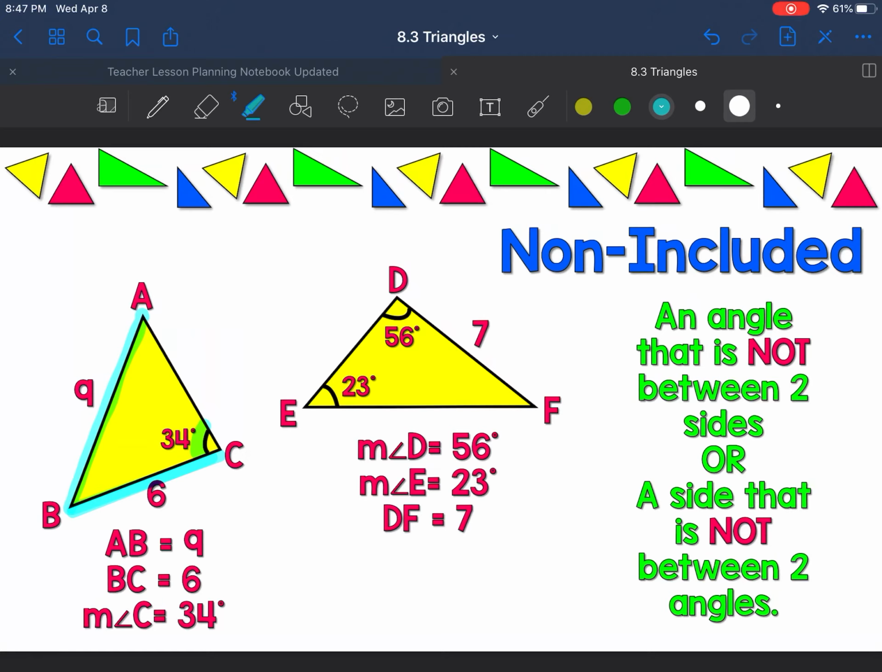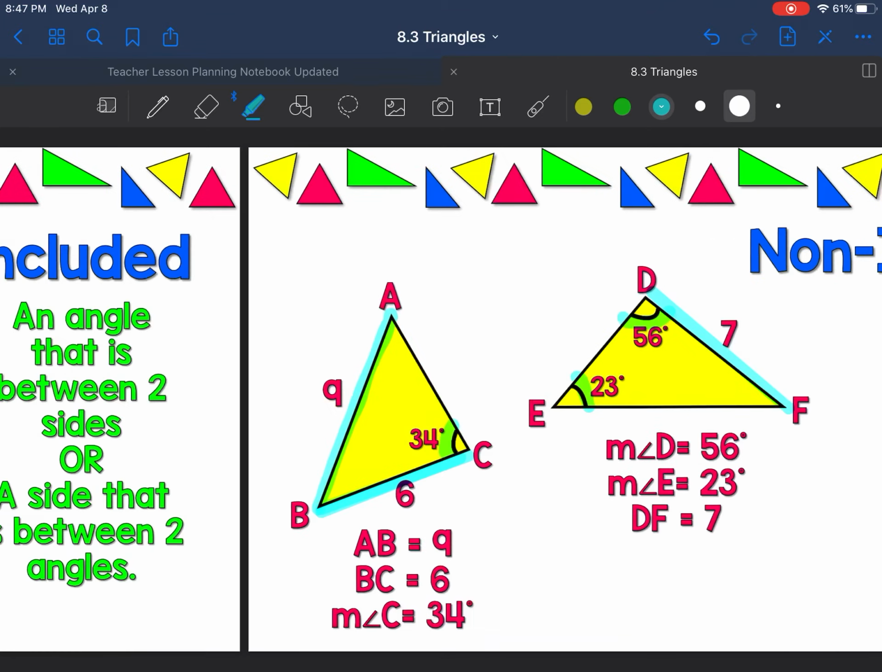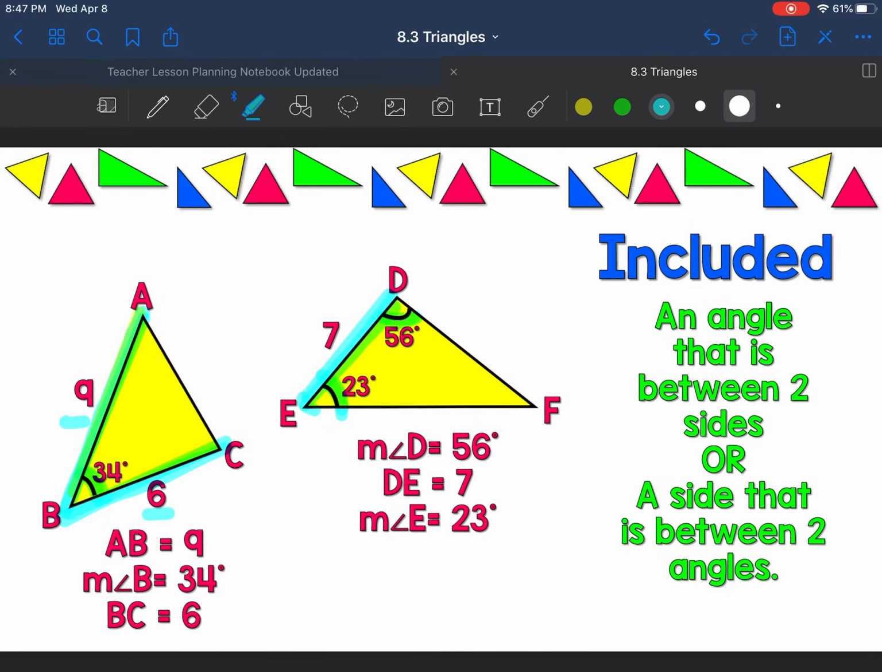It'll be the same thing with angles. So you may have a side that's not between two angles. For instance, you have this side here, DE, but then you have the angle for D and the angle for E. In order for it to be included, you would need the side DE. So included is whenever you have an angle included in two sides, or you have two angles and the side inside. Almost like a sandwich.